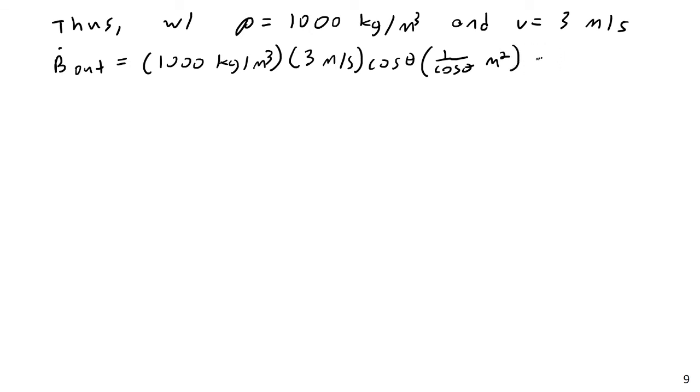And if we look at the units, the meters cubed is in the denominator here, and meters and meters squared are in the numerator, so the meters go away. The cosine of theta in the numerator will cancel out the cosine theta in the denominator, and I simply get 3,000 kilograms per second for my B dot out. Interesting. 3,000 kilograms per second.